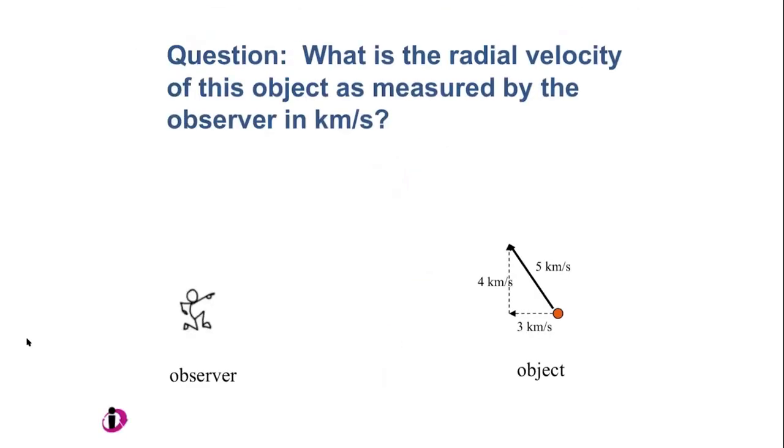So here's a review question for you. Make sure you understand this. Here we have an observer over here, and here we have an object, and this black line shows the true velocity of this object through space, and it's moving at 5 kilometers per second. I have broken this up into this component and this component, and I want to know, what will the radial velocity of this object be as measured by this observer? Go ahead and write down an answer.